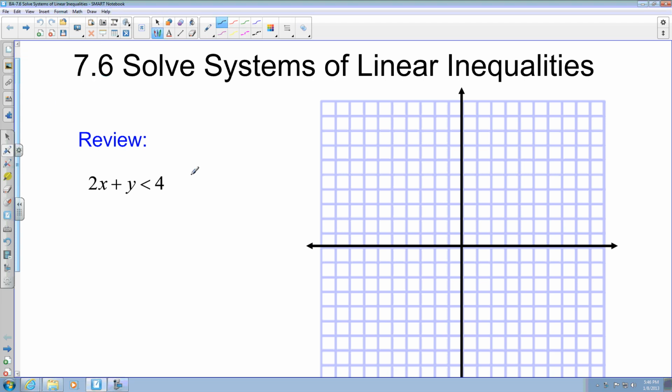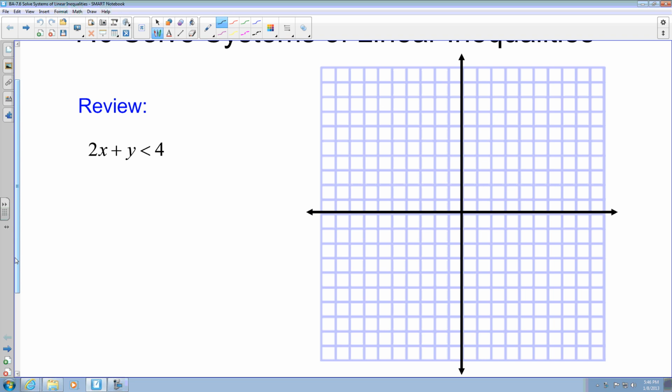Right. Here we have the last section in chapter 7, and it deals with solving systems of linear inequalities. So, if we recall a little review, what we must do with just the regular inequality is first get the y by itself. It's almost like we're putting in y equals mx plus b, well, we just have an inequality attached to it. So I'm going to subtract 2x from both sides, which leaves me with y is less than negative 2x plus 4. So same rules apply.